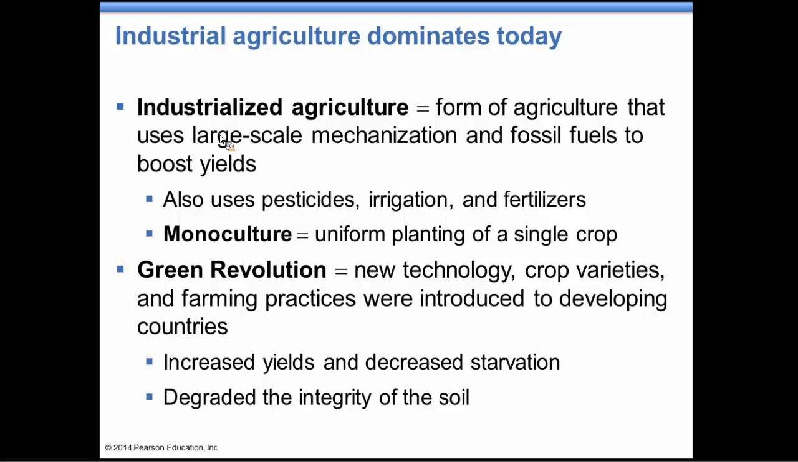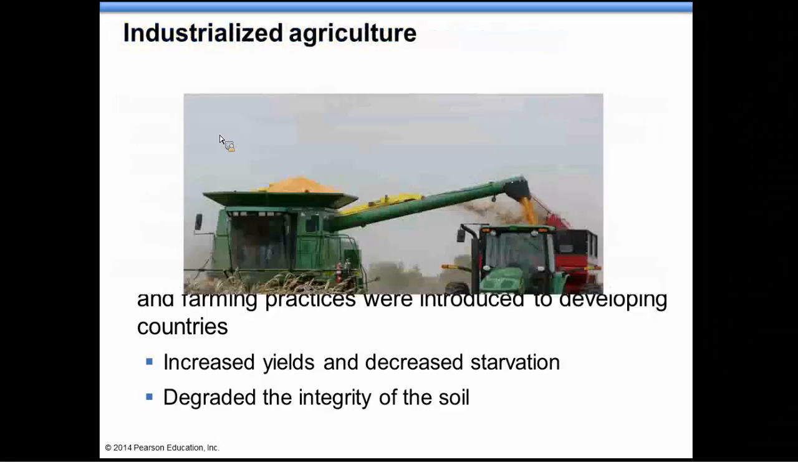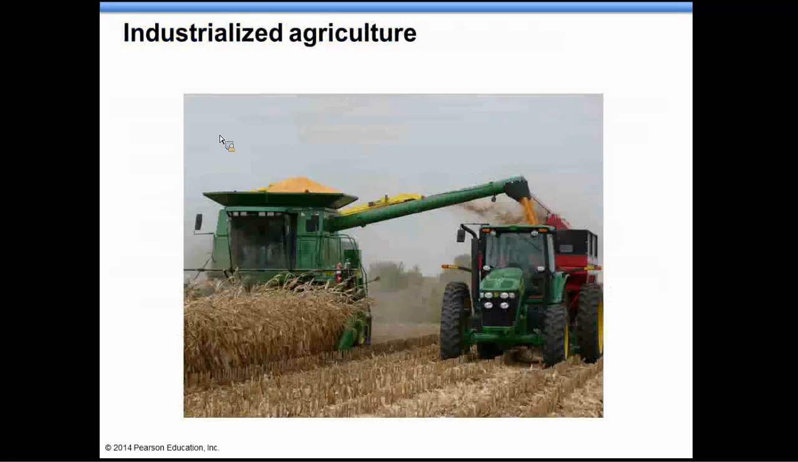Beginning around 1950, the Green Revolution introduced new technology, crop varieties, and farming practices to the developing world. So with new technology, large-scale farming became possible, and monocultures became the popular method of farming.